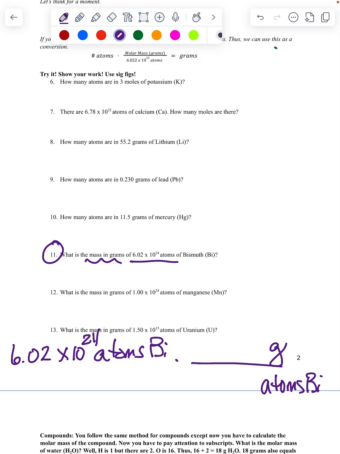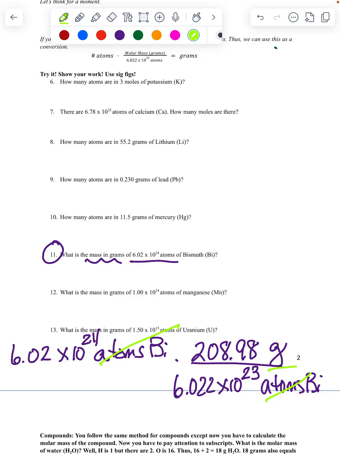Perfect. What number do I always put with atoms? 6.022 times 10 to the 23rd. What am I going to write with grams? Well, bismuth molar mass. Bismuth is number 83. It is in column 15 if you can't find it, and it's 208.98. And again, you should notice that atoms cross off and we're left with grams, which is what we want.